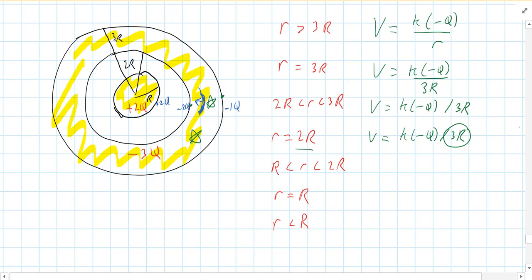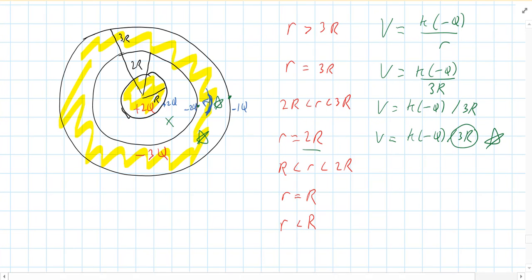Now, what about when you're here, between the two pieces of metal? Well, then you have the following things you're going to add. You have this voltage plus the voltage created by the 2Q charge. Or actually, take that back, you have three voltages, I'm sorry. You have the voltage created by the negative 1Q charge. You have the voltage created by the negative 2Q charge. And you have the voltage created by the positive 2Q charge.